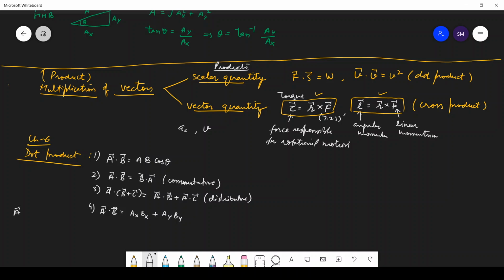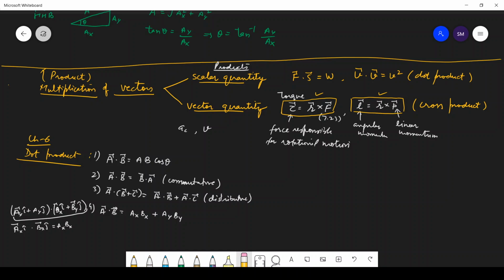What does a dot b mean? Vector a is ax I cap plus ay j cap, dotted with bx I cap plus by j cap. If we multiply them, ax dot bx, so ax I cap dot bx I cap, you write the magnitude of ax and the magnitude of bx, and the angle between both of them.